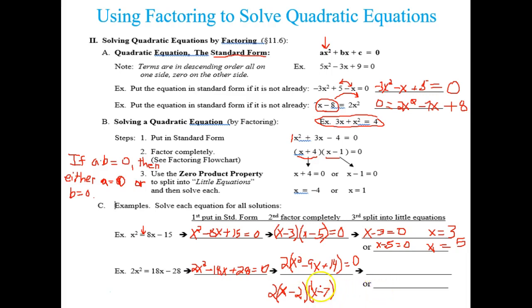And then equals 0. So I've broken up my trinomial into those two binomials. Now I'm ready to split it up into my two little equations.